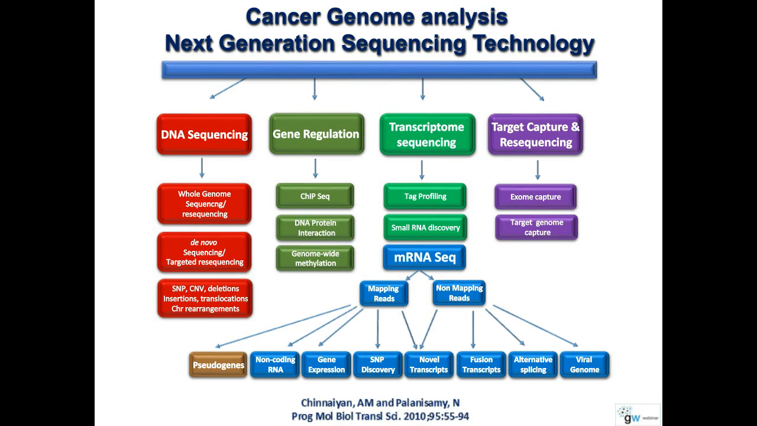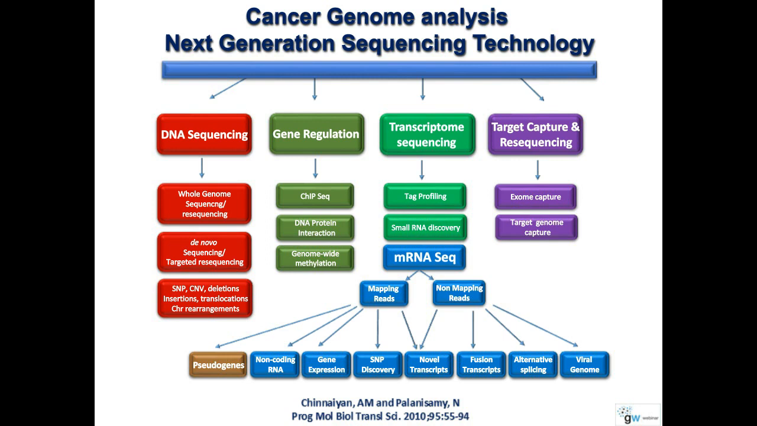Using the sequencing reads, one can perform several types of analysis. Since next-generation sequencing is heavily unbiased, unlike the gene expression microarray, we will be able to identify several non-coding RNAs, differential gene expression, or mutation discovery. We can identify novel transcripts that are not annotated in any genome database, and then we can discover novel gene fusions, alternate splice variants, and sometimes you can look for viral genomes as well.